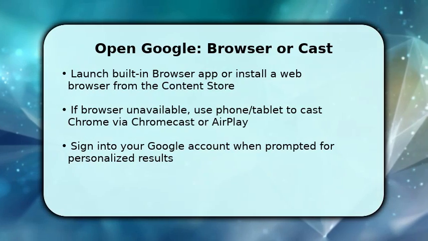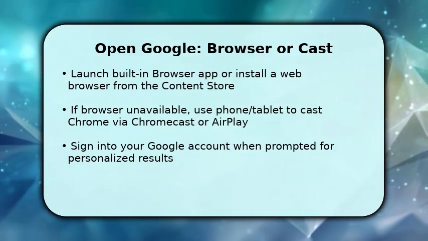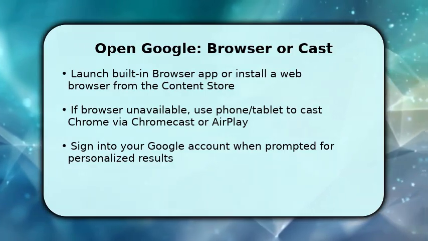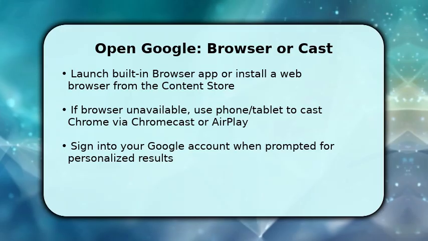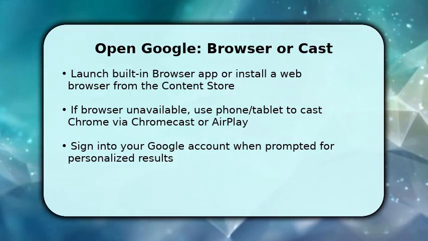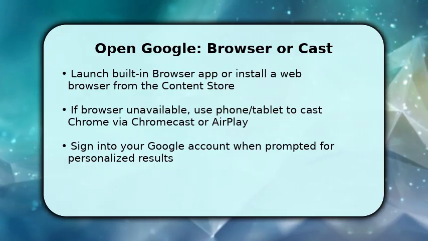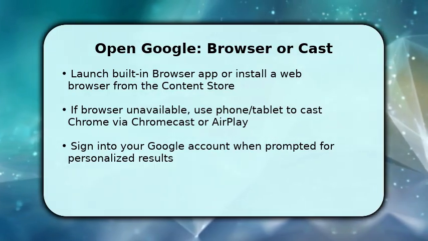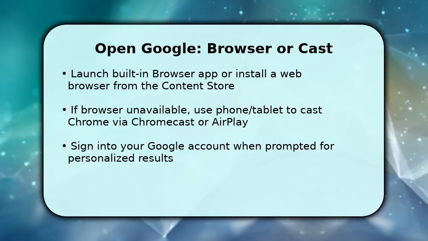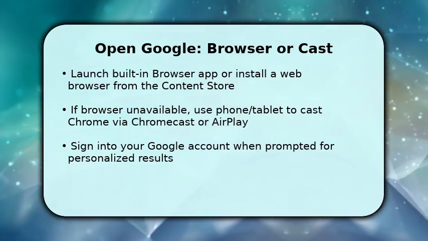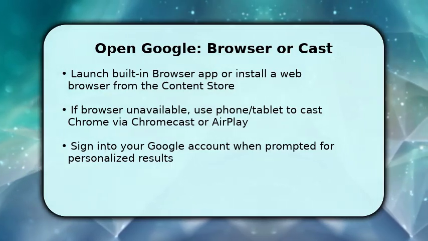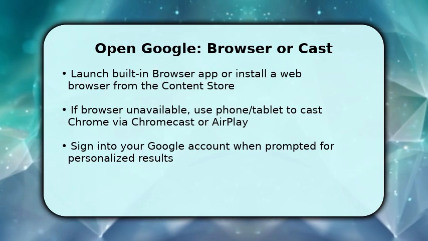You now choose the fastest path. Open the TV's built-in browser app and type Google.com or install a third-party browser from the Content Store if the stock app is limited. If the TV lacks a capable browser, make sure your mobile device and TV are on the same network and cast Chrome using a Chromecast dongle or AirPlay if supported. Once the page loads, sign into your Google account to sync searches and history for a seamless experience across devices.